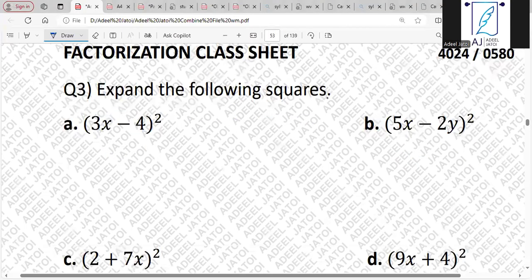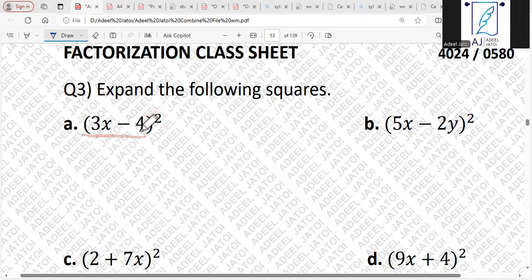Okay. Now this is question number 3. This states: expand the following square numbers. Now, what you really need to understand is that the two values, 3x minus 4 whole square, right? 3x minus 4 whole square.